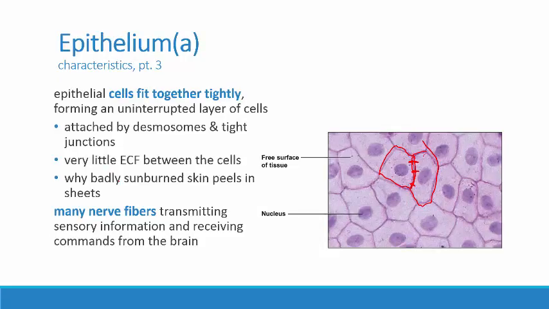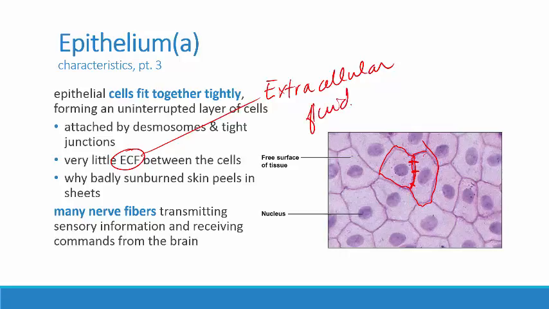The ECF stands for extracellular fluid. That's the fluid that's outside the cell that bathes the cell, that keeps the cell surface moist. But there's very little extracellular fluid in epithelial cells because they're held so tightly together. So that prevents them from being pulled apart and prevents stuff from leaking around.